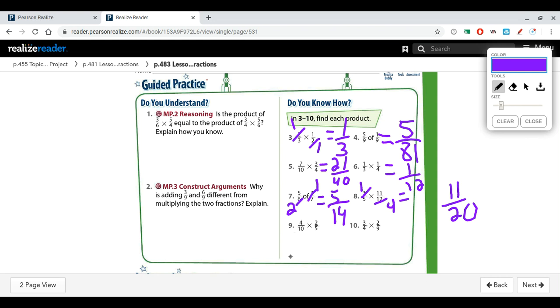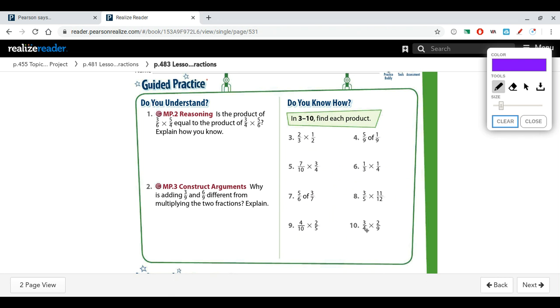Common factor is going to be 2. So 2 divided by 2 is going to be 1. 10 divided by 2 is going to be 5. 5 times 5 is going to be 25. 4 times 1 is going to be 4. Last problem we're going to take a look at is going to be 3/4 times 2/9, looking for a common factor. So 3 and 9, they have a common factor of 3.